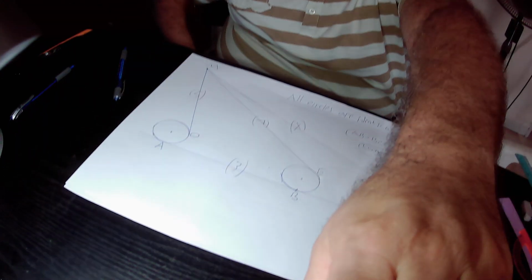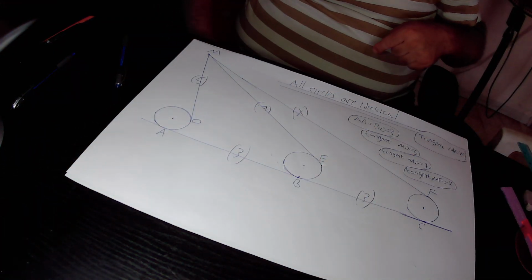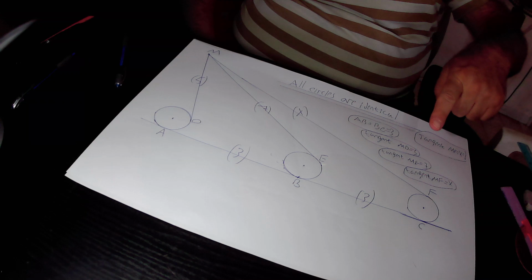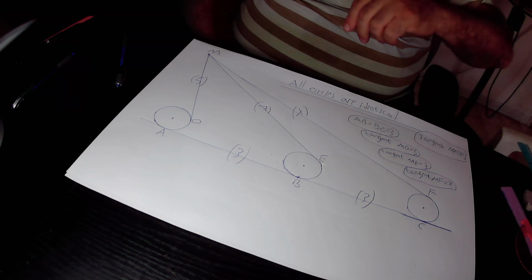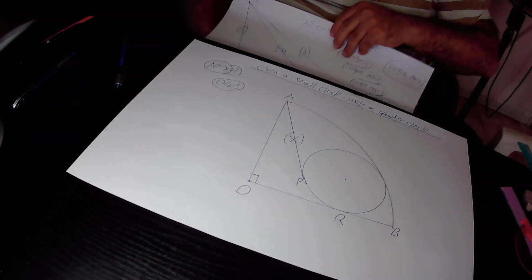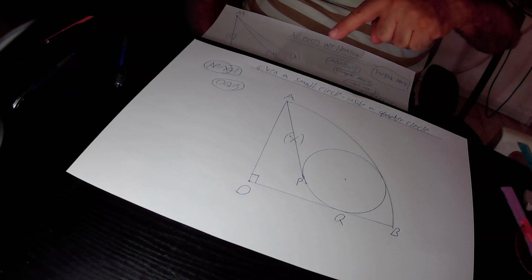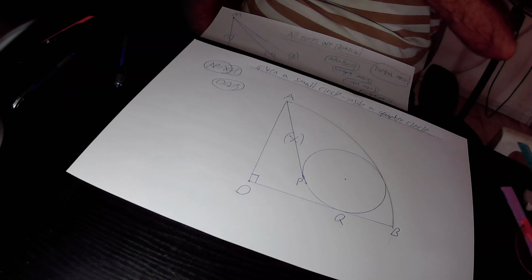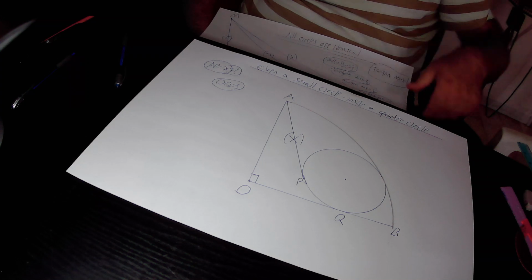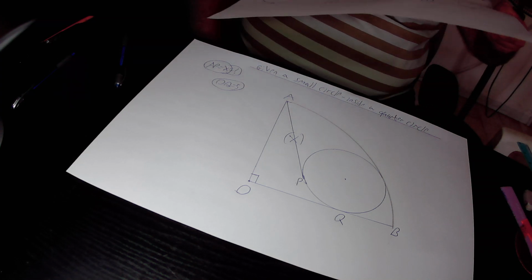Hello, in this lecture we'll answer two questions. In the first question, we find out the length of this tangent MF that is equal to x. And in the second question, we find out the length of this tangent AP that is also equal to x. So we start with the first question.